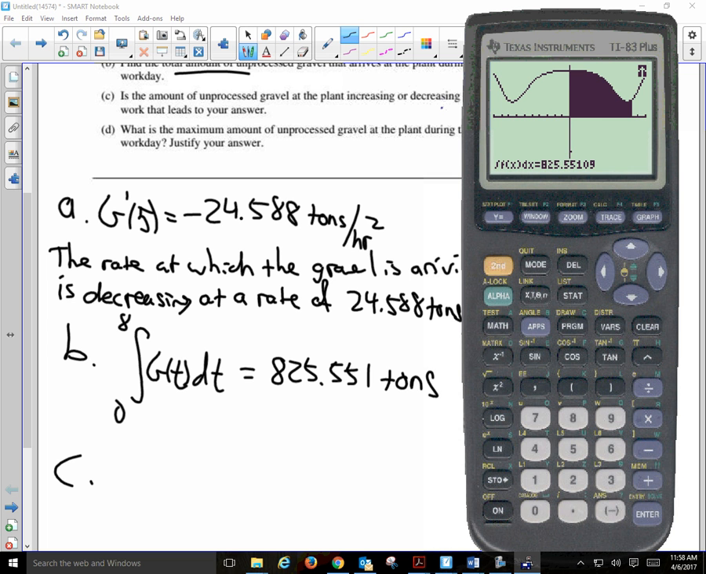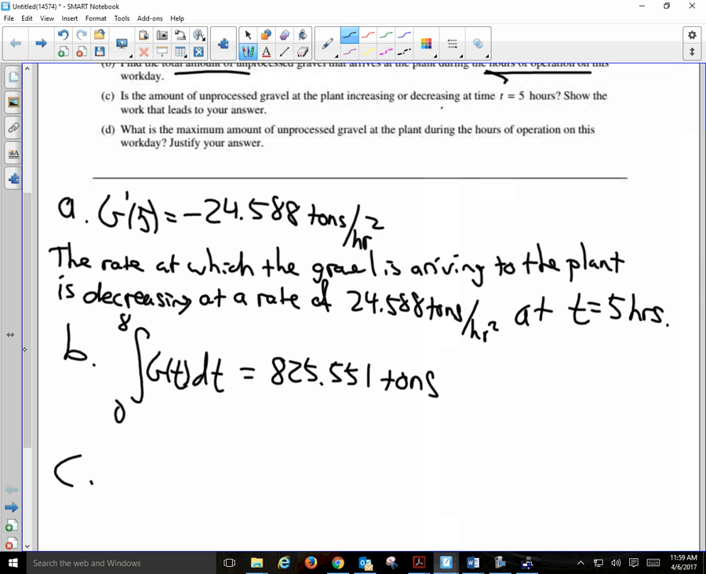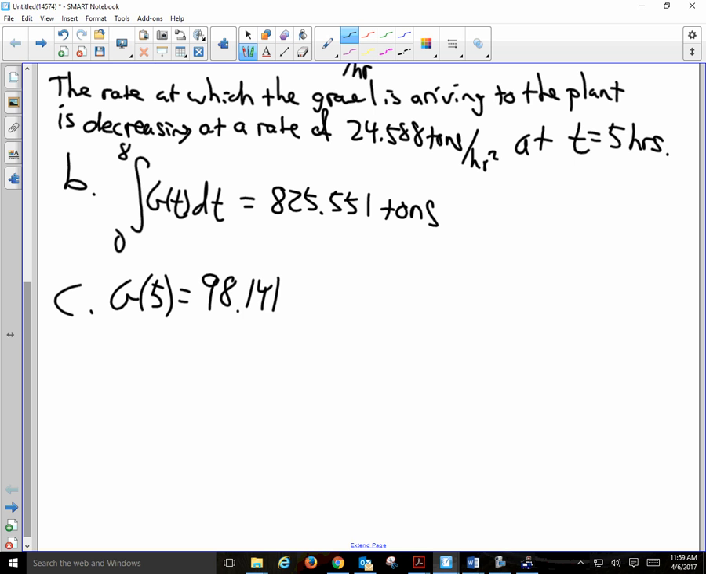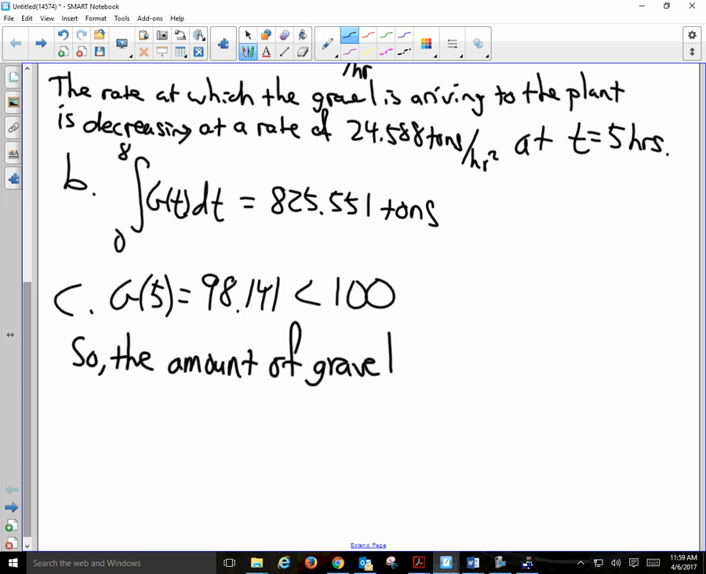So let's find out how much we're actually processing at time, what is it? So we're going to figure out the value at time 5. It says that it's coming in at a rate of 98.141. So G of 5 is 98.141. How does that compare to 100? It's less than 100. So the amount of gravel is decreasing.